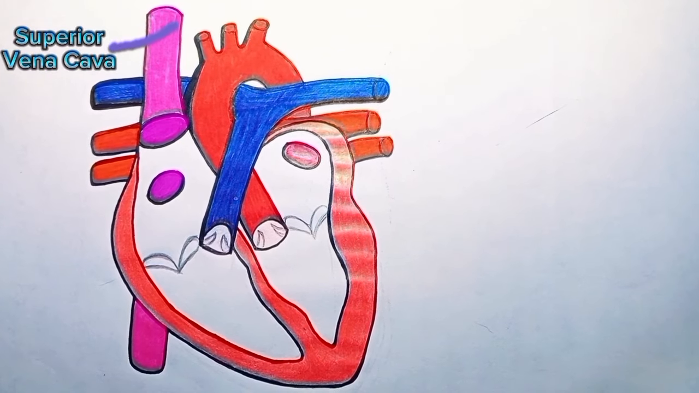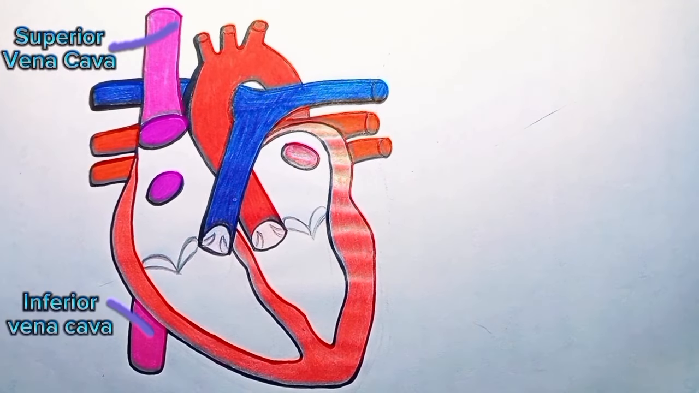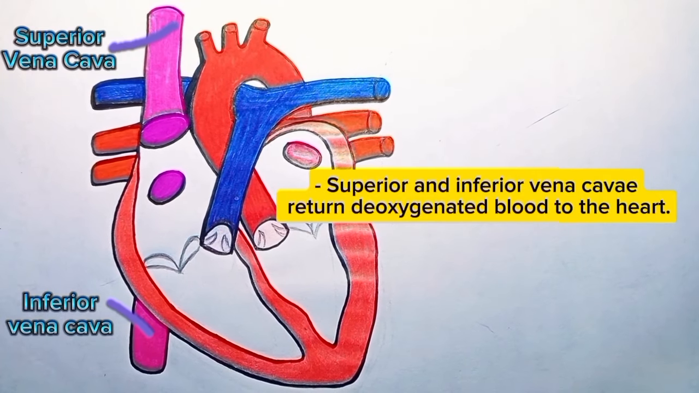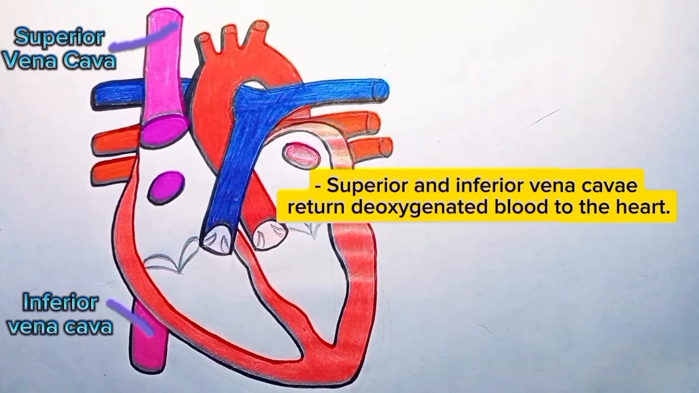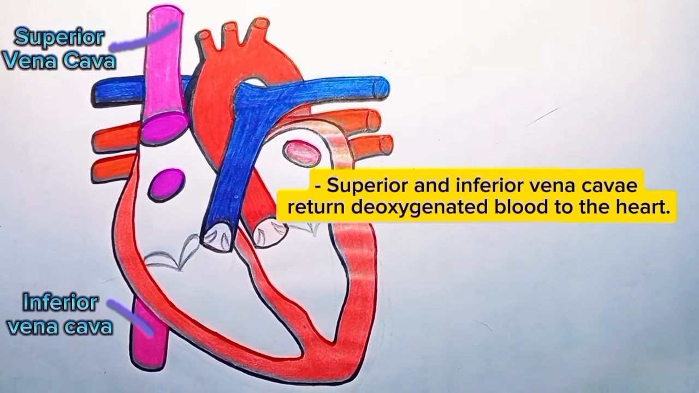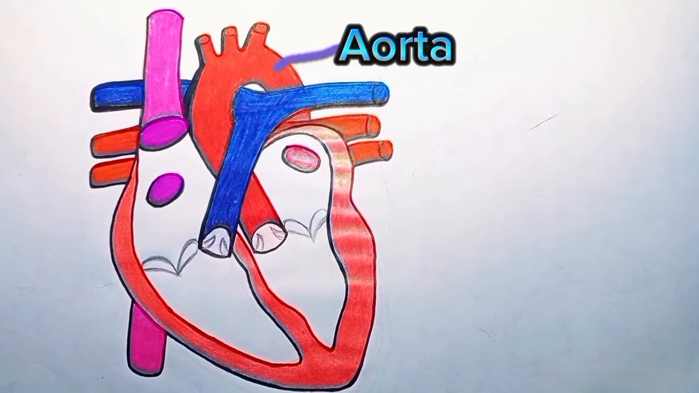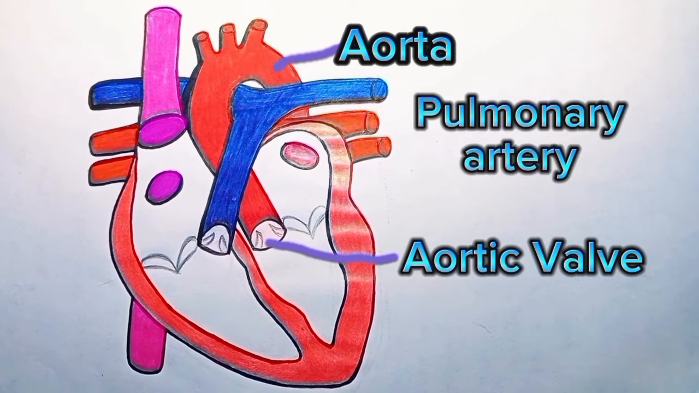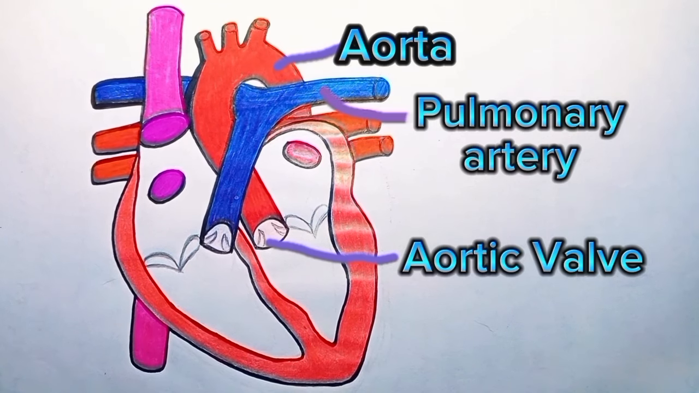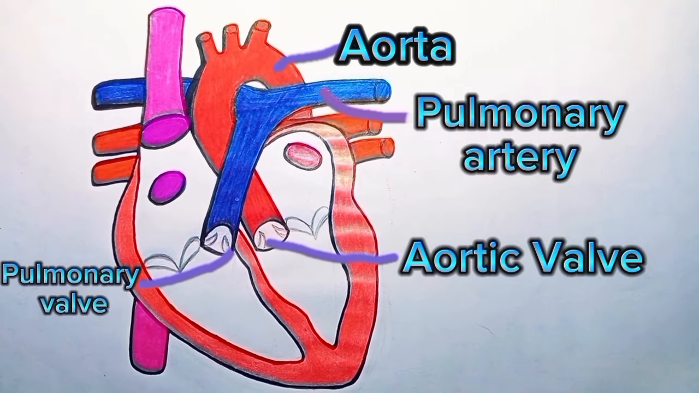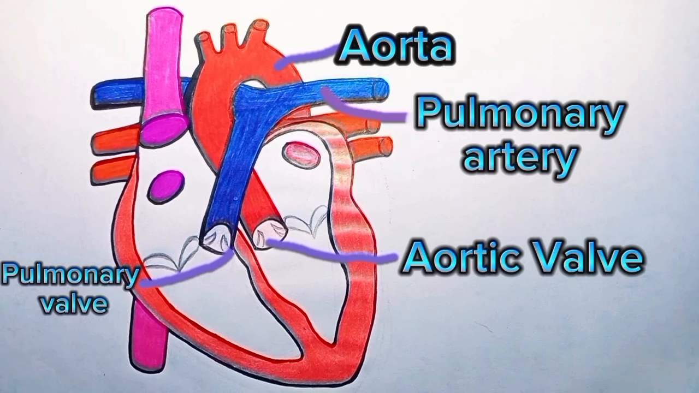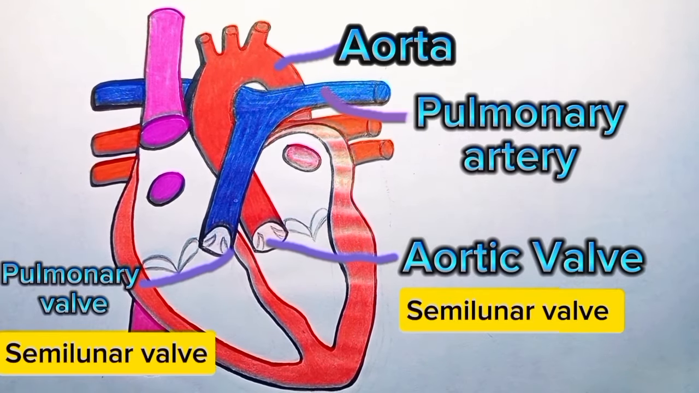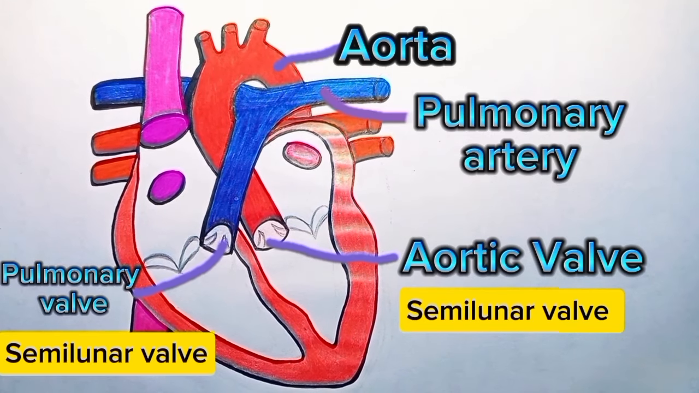This is superior vena cava. This is inferior vena cava. The superior and inferior vena cava return deoxygenated blood to the heart. This is aorta. The aorta has aortic valve. This is pulmonary artery. The pulmonary artery has pulmonary valve. The aortic valve and the pulmonary valve are also known as semilunar valves because of their semilunar shapes.